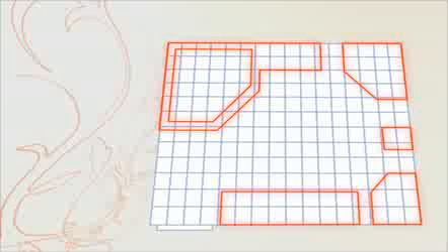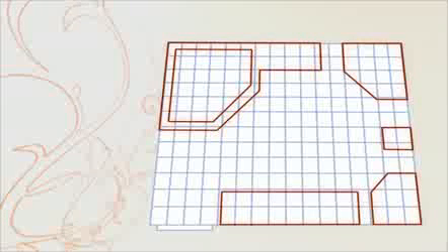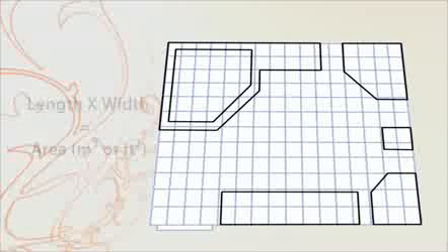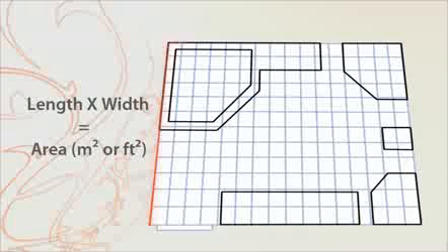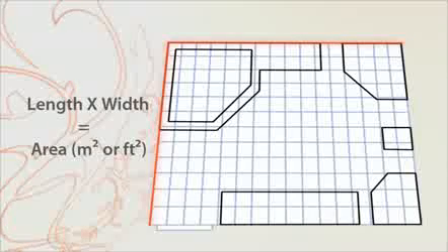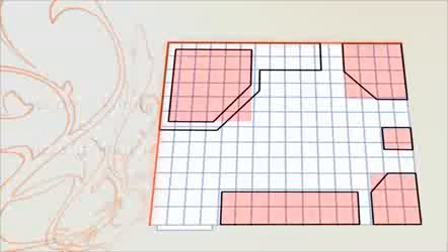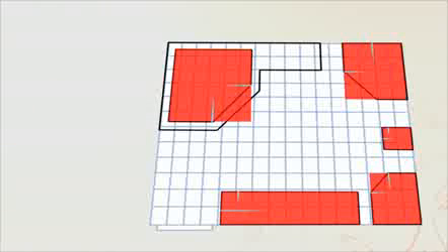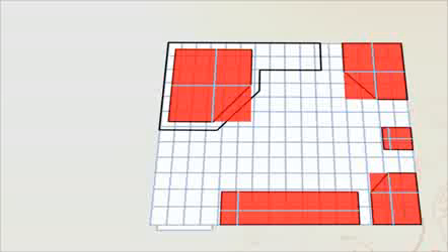Make a scaled drawing on graph paper. With a calculator and some basic math, work out the surface area to be heated. Calculate the overall area by multiplying length times width. Subtract from that total all the surfaces that will not be heated. Calculate the area of the non-heated surfaces by multiplying their length times their width.